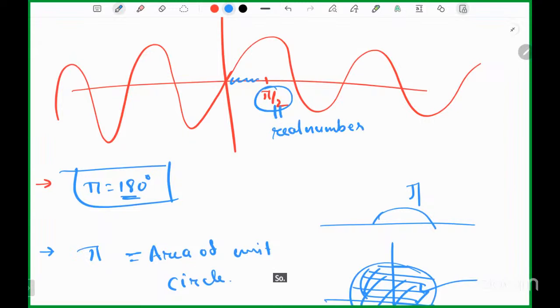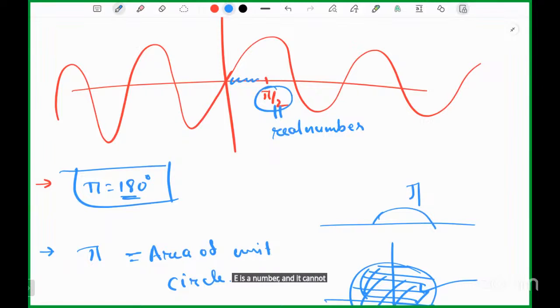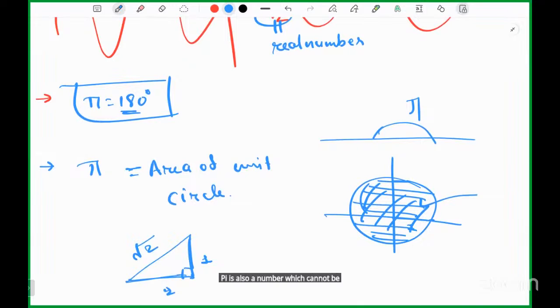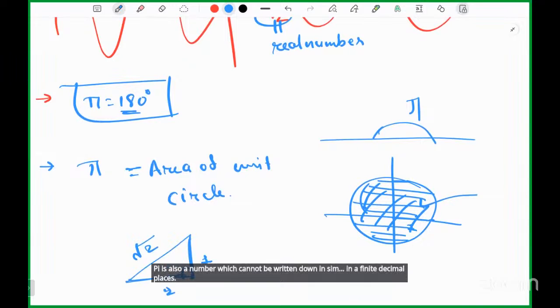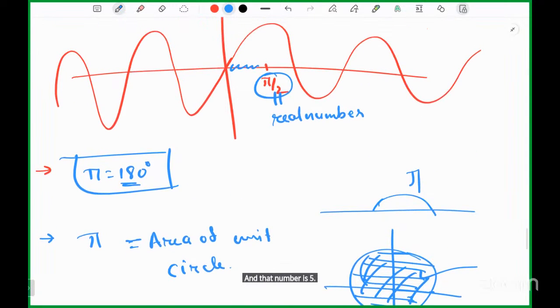So pi is actually a symbol taken for an irrational number. As you guys know, e is a number and it cannot be written down in finitely many decimal places. A similar thing happens for pi. Pi is also a number which cannot be written down in finite decimal places. It's 3.14 something something, and it goes on. So that's why we adopt a symbol for this number, and that number is pi. So pi is a real number, and pi by 2 will become a real number.